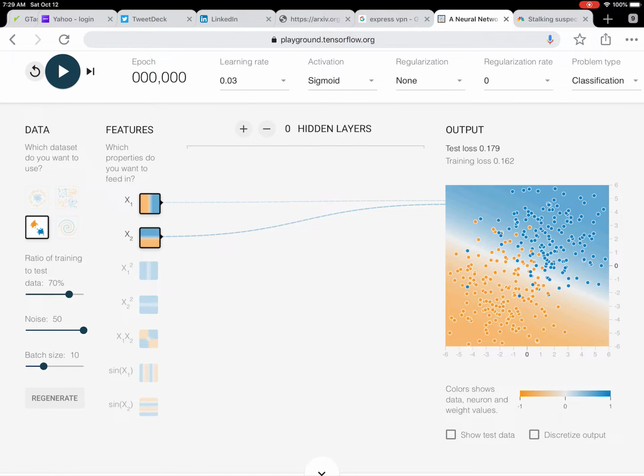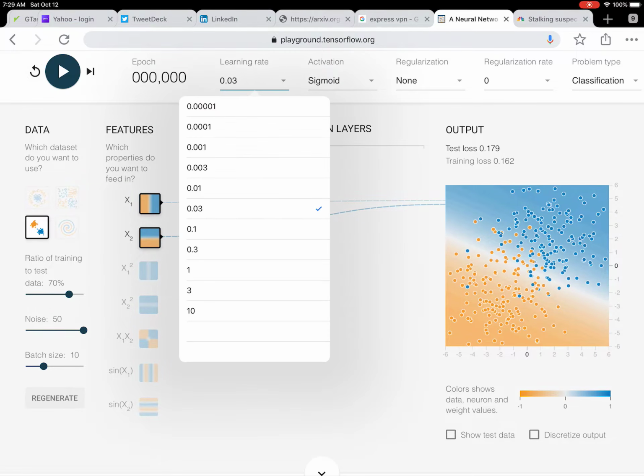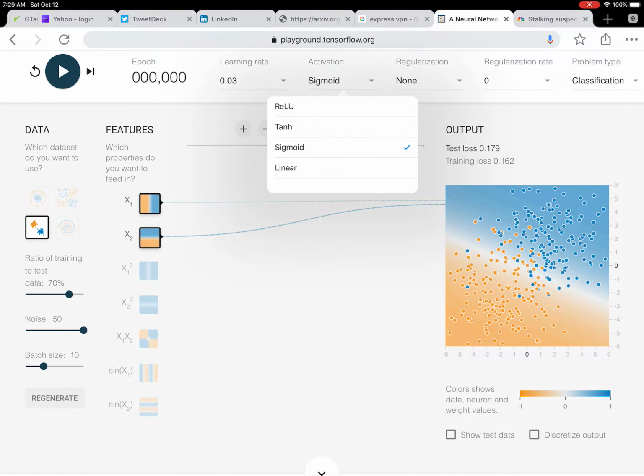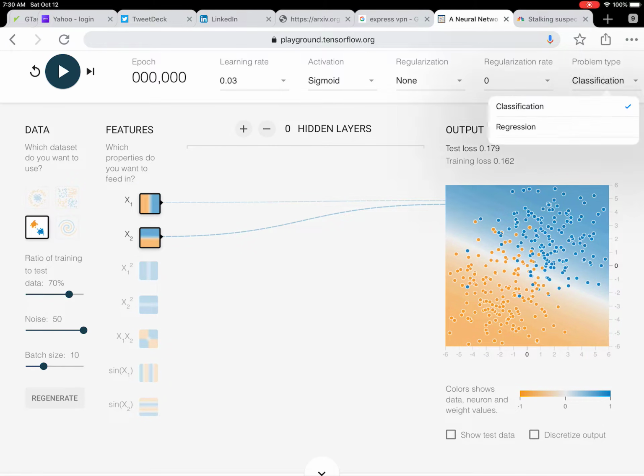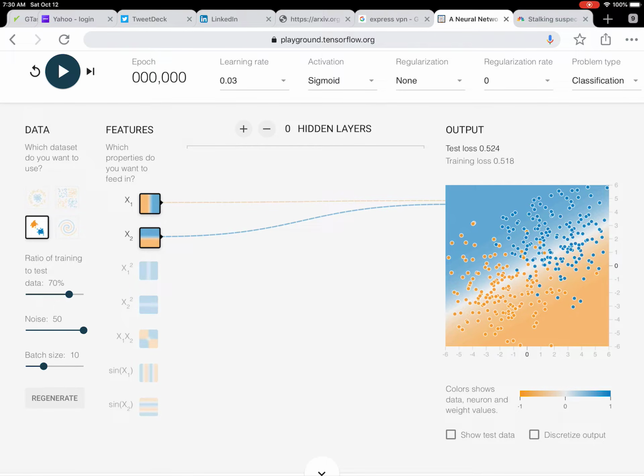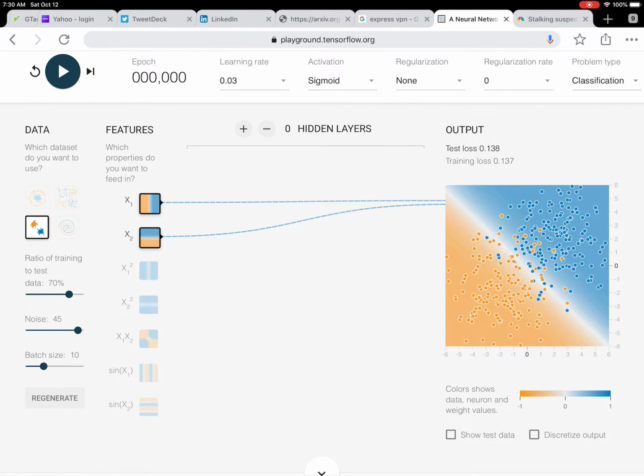Okay, if you see what's going on here, at the top you have the learning rate. You can set the learning rate to anything you want. Activation function, remember the different kinds of activation functions. We will just pick sigmoid for now, and we'll not care about regularization right now. In the problem type, I'm going to pick classification. And on the left hand side at the bottom, you can change the ratio of training to test if you want. I'm just going to stay at 70%.